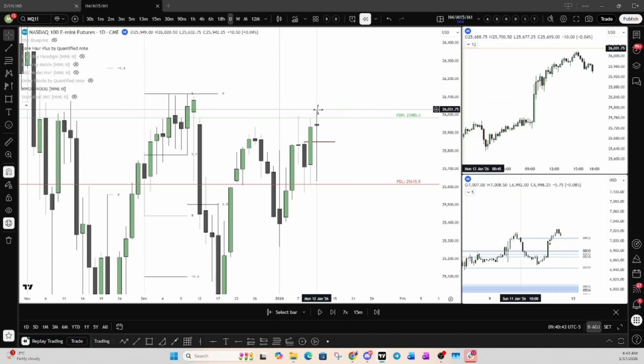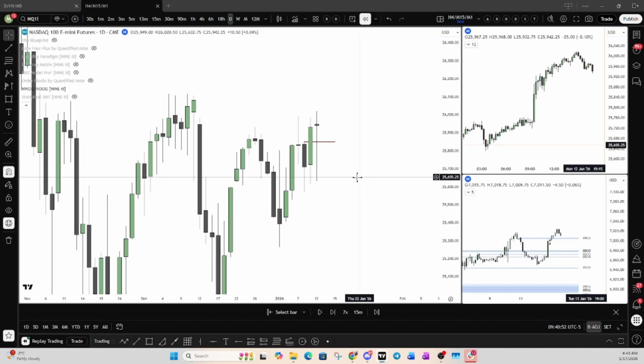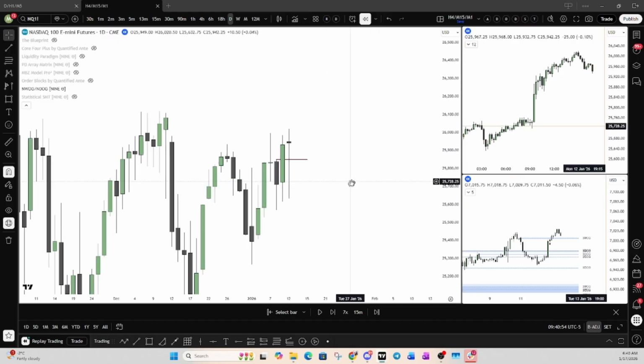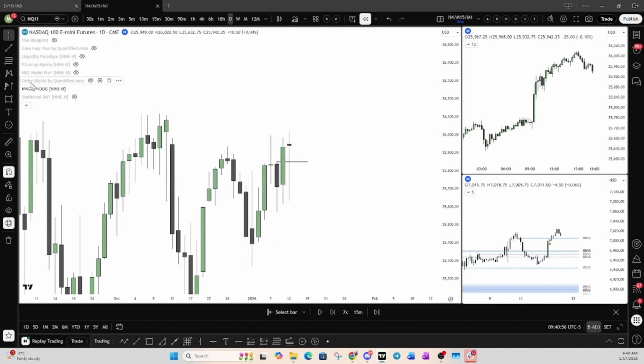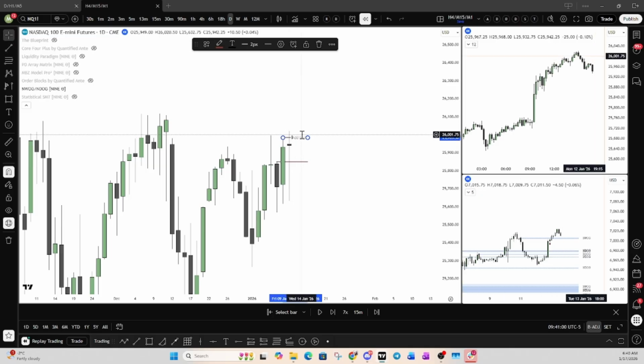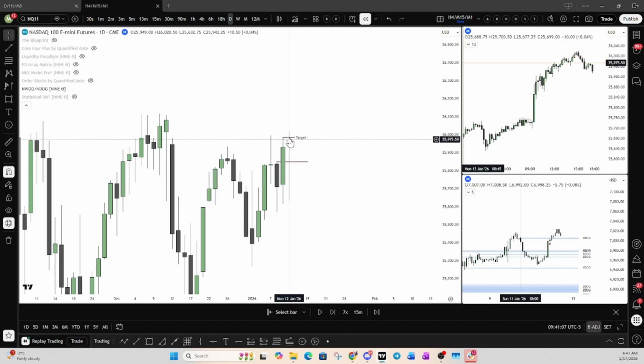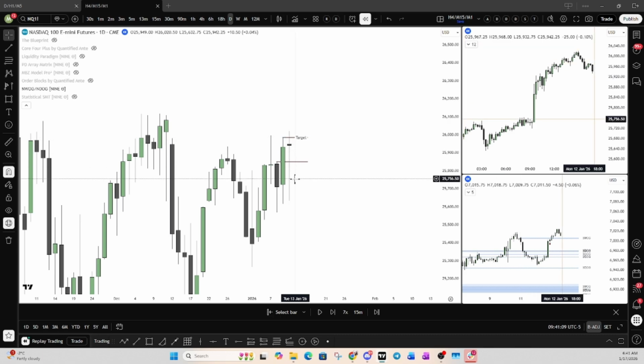So before this day even begins, I say to myself, my target for the day, if I want to continue higher, is that previous day high. So this becomes my target early on. So we're pretending that this candle isn't here because that's the Monday candle.